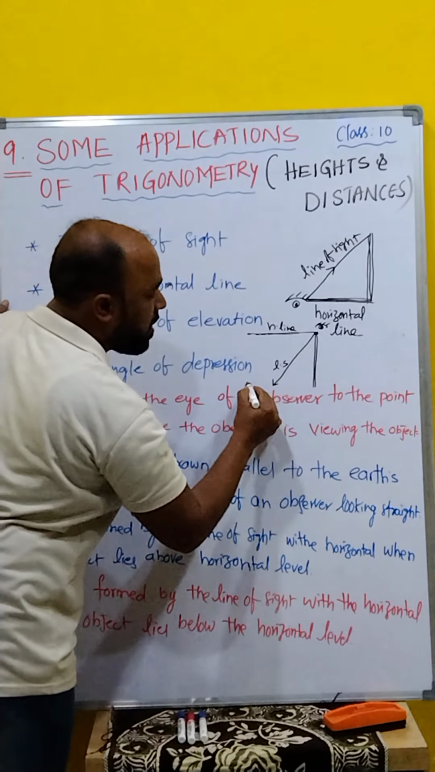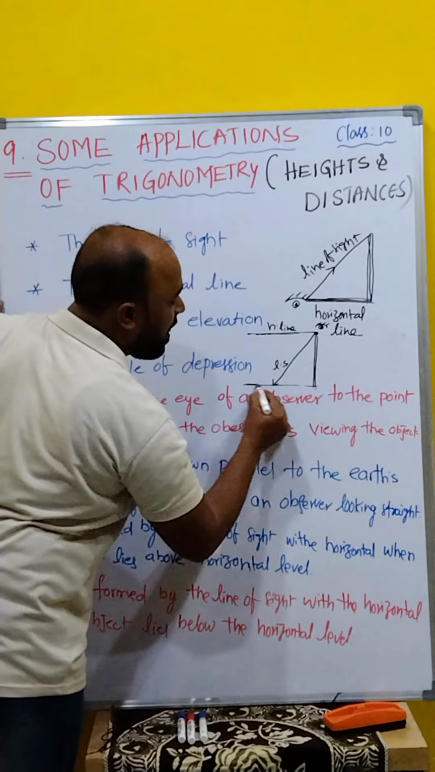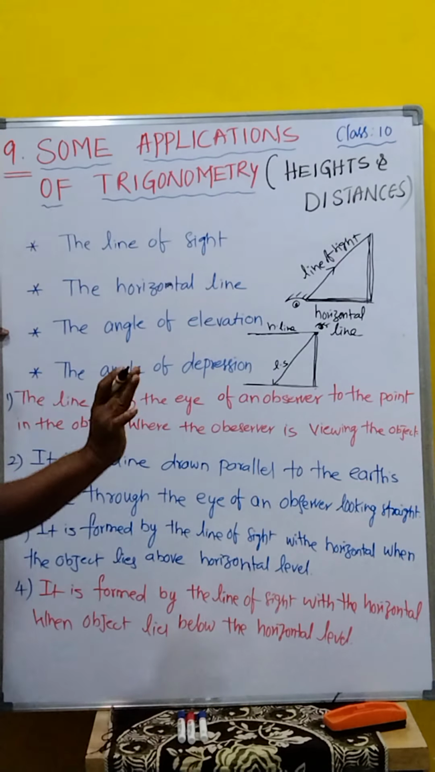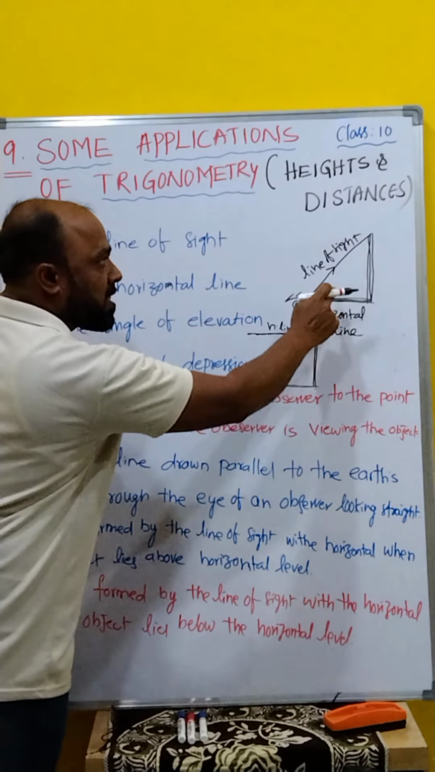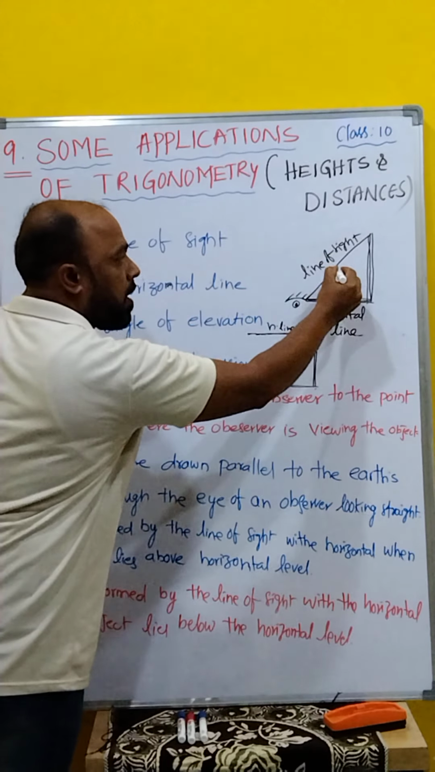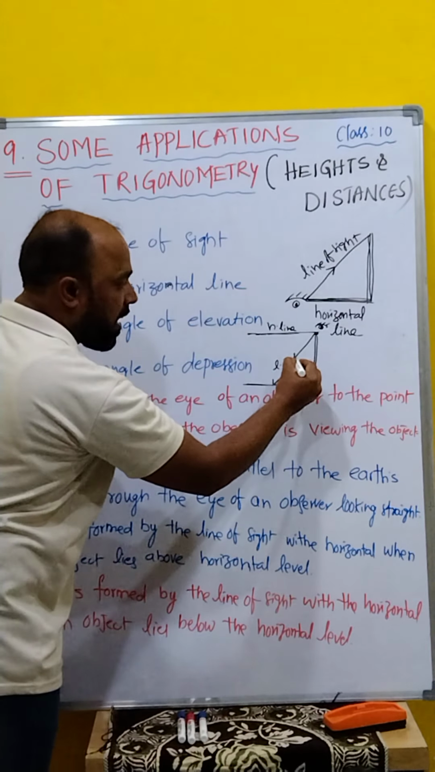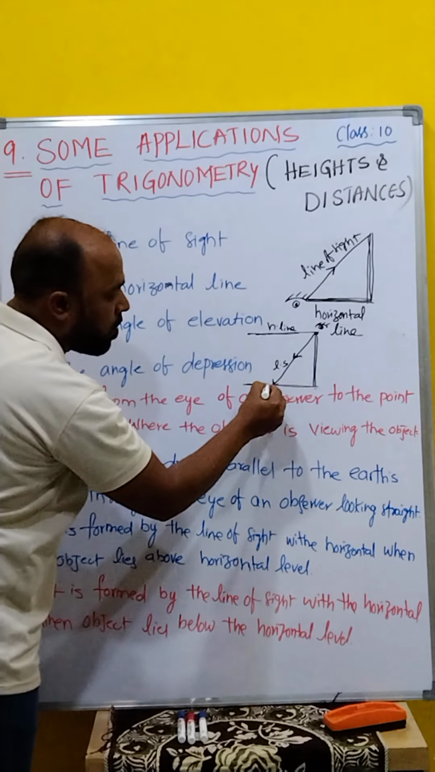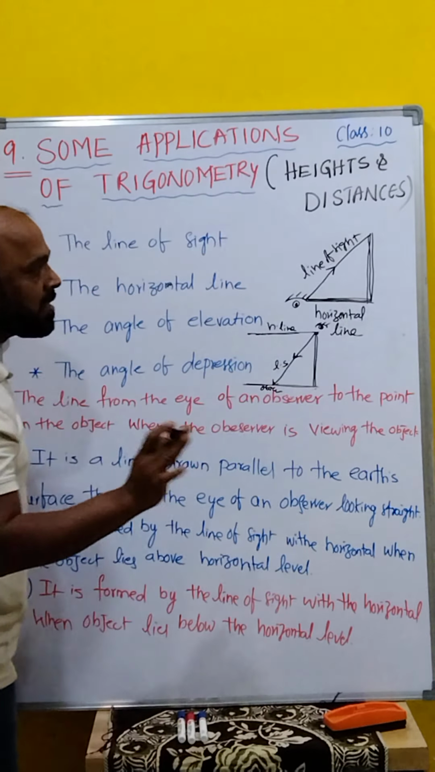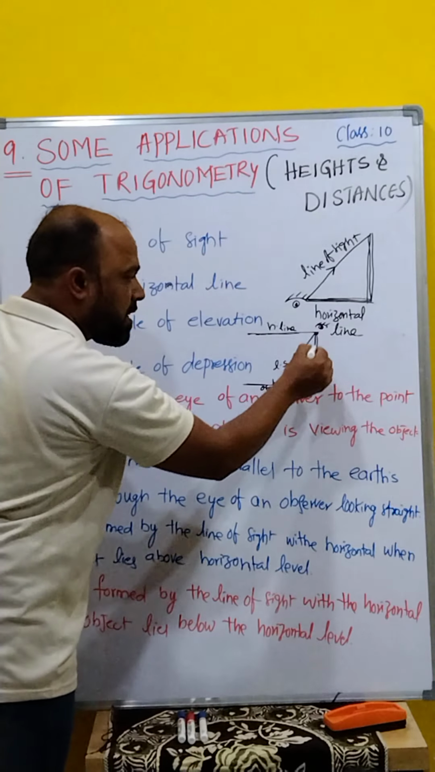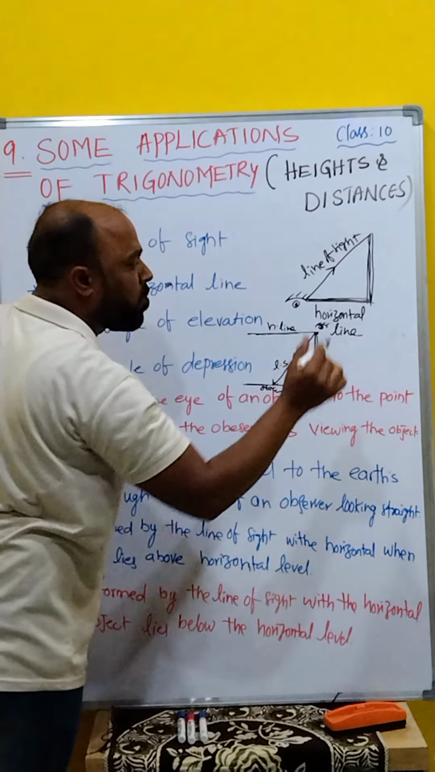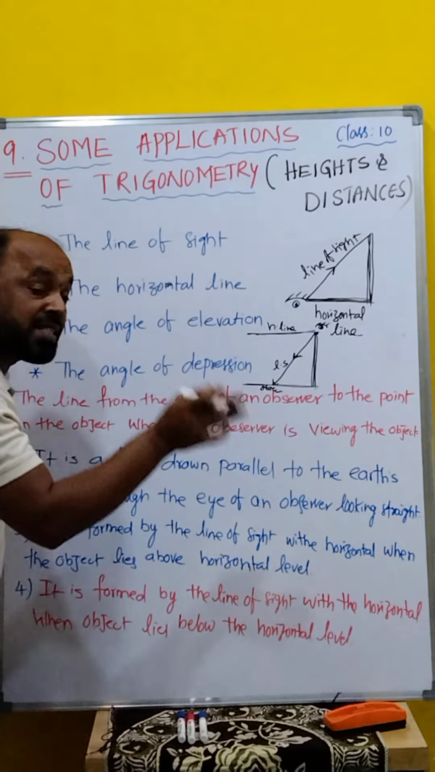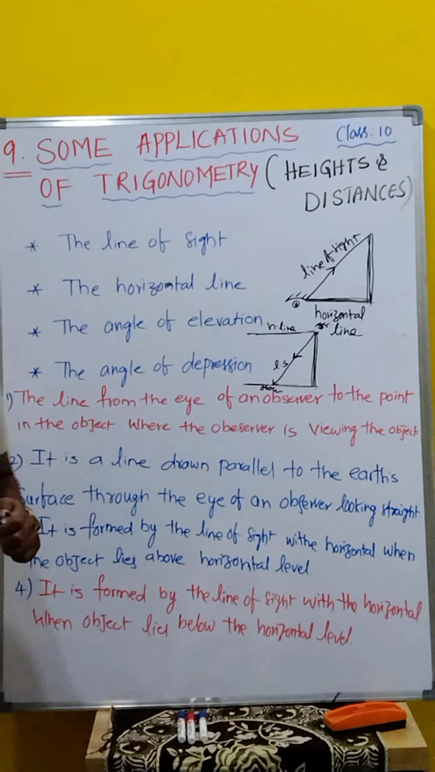Here, parallel to what are we drawing? Exactly, Earth is down. We are drawing parallel to the Earth's surface. First time, the line of sight is here, up. And second time, the line of sight is here, the observer observing down, the object is down. Clear, children? Now, this is the same thing, no change in both. But only one thing: the horizontal line is up in the second case. Clear, children?